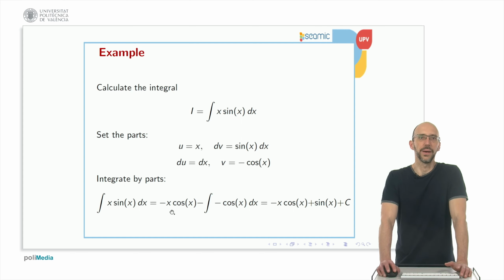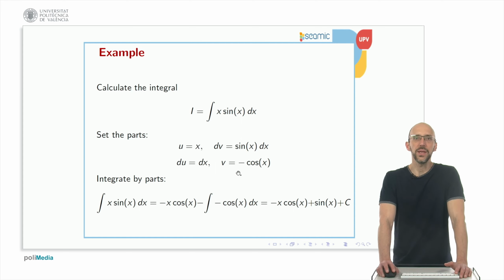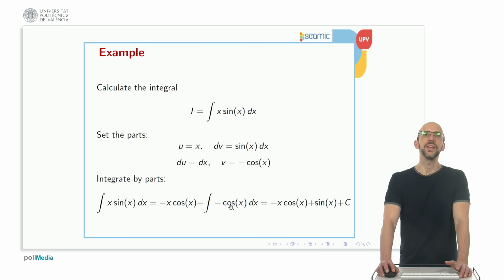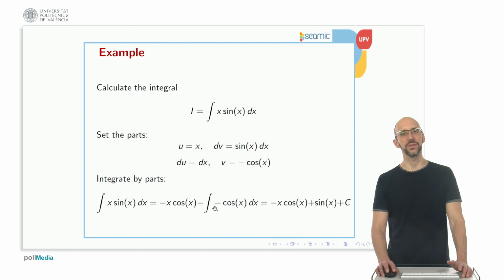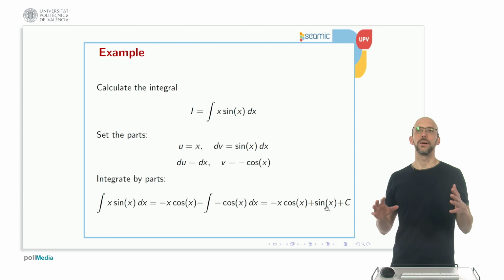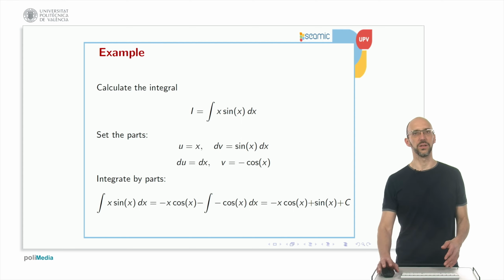That is written here, minus x cosine of x, minus the integral of v du, so minus cosine of x dx. This integral is easier again because the integral of cosine is sine. Oh, and what happened with the two negatives in here? Negative, negative is positive, the integral of cosine is sine. So I got the solution, okay? It's an easy way to integrate this function.